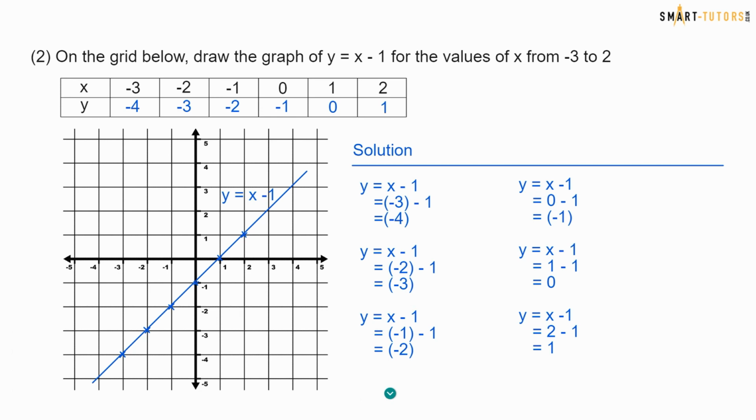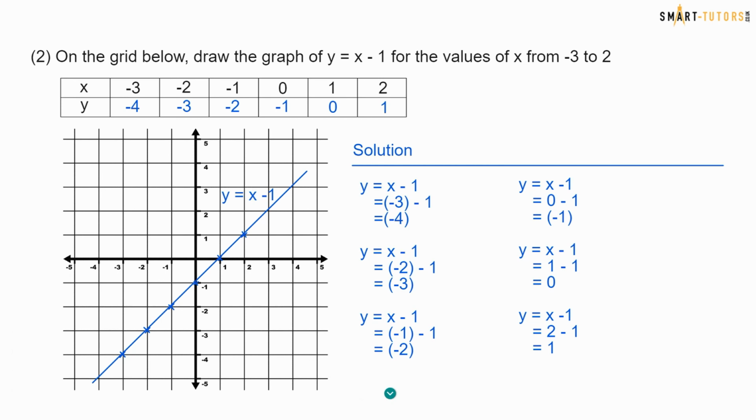The next one, y equals x minus 1. Substituting minus 2, minus 2 minus 1 is minus 3. So minus 2, minus 3. The next one is minus 1. If you put minus 1, it is minus 2. So minus 1, minus 2. Then if you substitute 0, 0 minus 1 is minus 1. So again 0, minus 1 is the coordinate here.